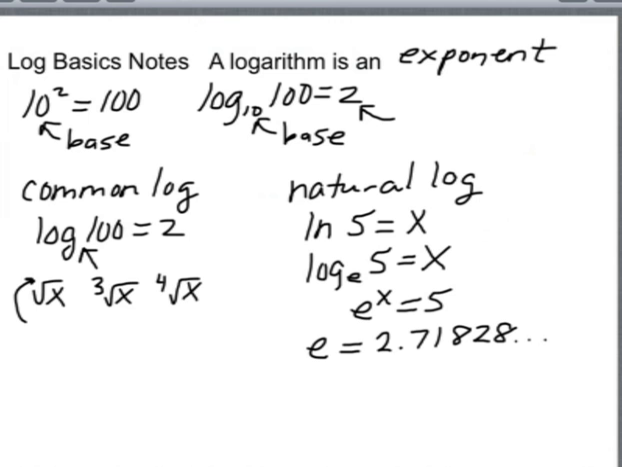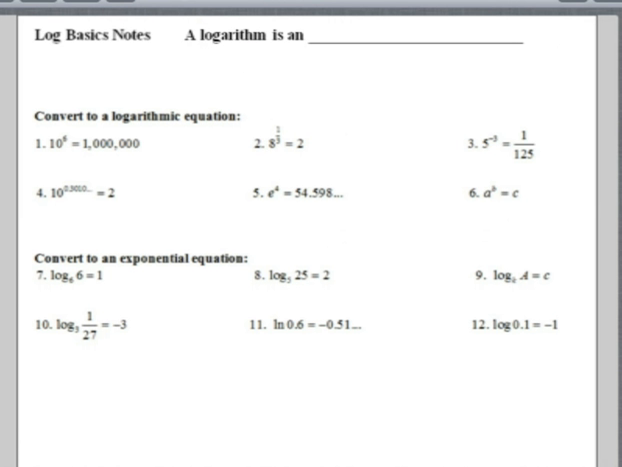If you go to the page in your notes, or if you look down at the group of problems, you'll see 2 groups of problems that are coming up next. 1 through 6 has problems written in exponential form that we want to convert to logarithmic form, and 7 through 12 has equations written in logarithmic form that we want to convert to exponential form. So I'm going to do a few of them with you and then ask you to do some on your own. We're going to do 1, 2, and 3 together, and then I'll pause and let you do 4, 5, and 6. And then we're going to do 7, 8, and 9 together, and I'll pause and let you do 10, 11, and 12. So let's get started with 1, 2, and 3.